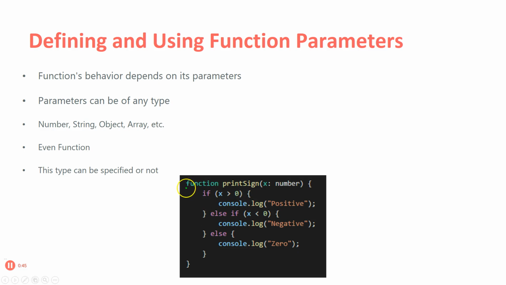Let's see an example. I'm saying function with name print sign, and here I expect to have parameter x, which is of type number. And here inside my body, I'm saying if x is bigger than 0, I'm going to write positive. If it's less than 0, write negative. And in any other case, I'm going to write 0.